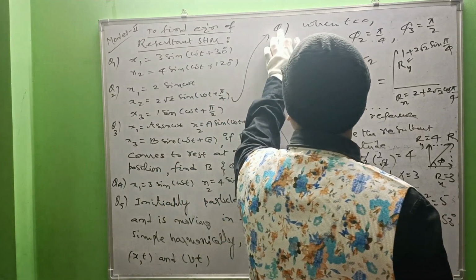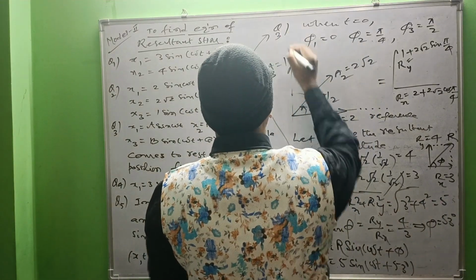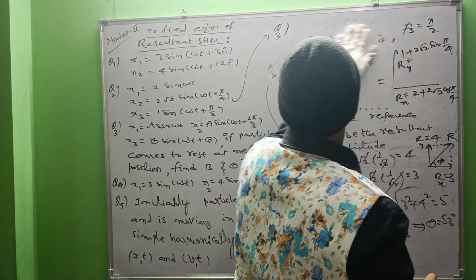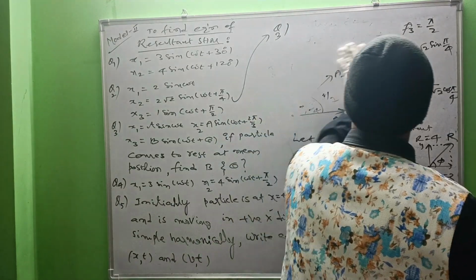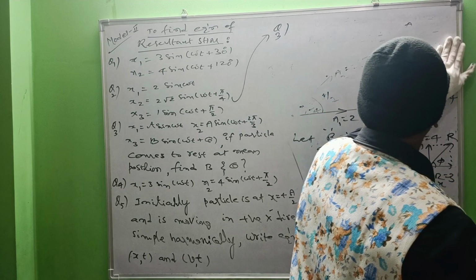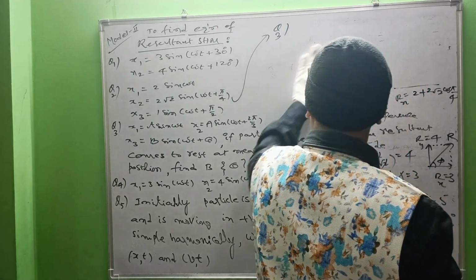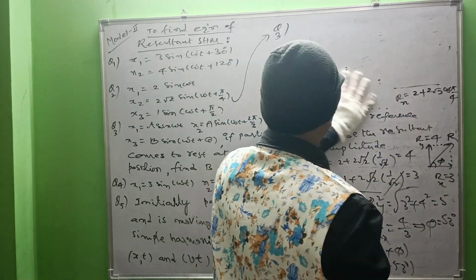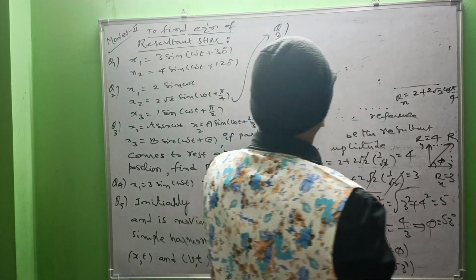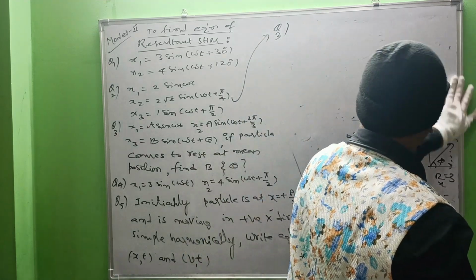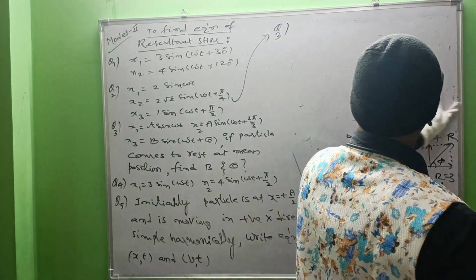So coming to the third question, question number 3. From the data it is clear that the resultant displacement, meaning the displacement of the particle on adding all these three displacements, is equal to 0.